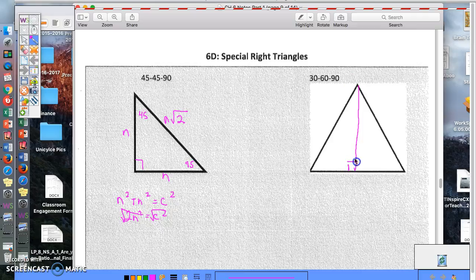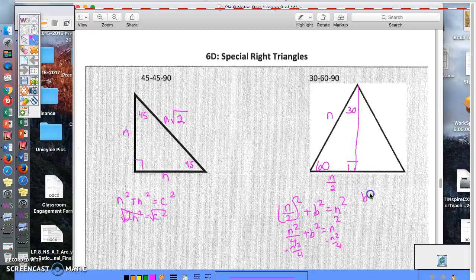Now, 30, 60, 90 comes from an equilateral triangle that we turn into a 30, 60, 90 triangle. So 60, 30. Now in an equilateral triangle, all sides are the same. So if this was n, we cut this side in half, so it would be n over 2. And then if we needed to find this other length in terms of n, we'd have n over 2 squared, kind of like a squared, maybe we call it b squared, equals c squared.